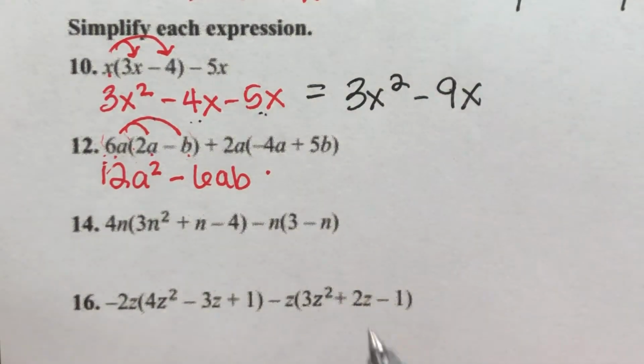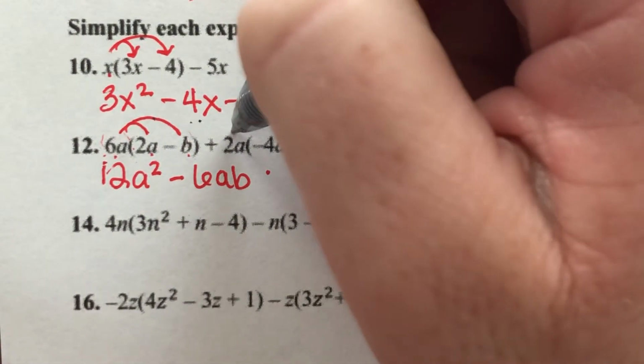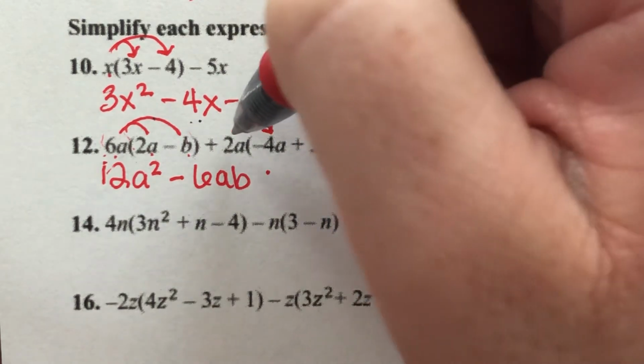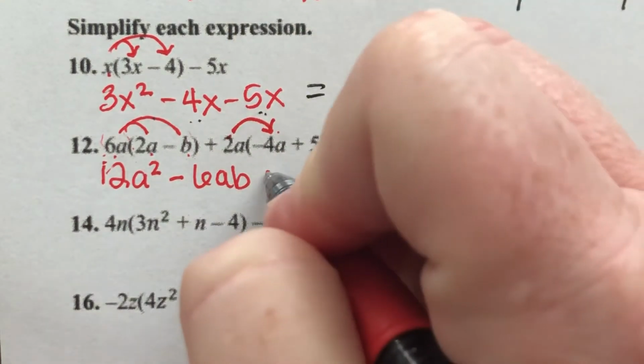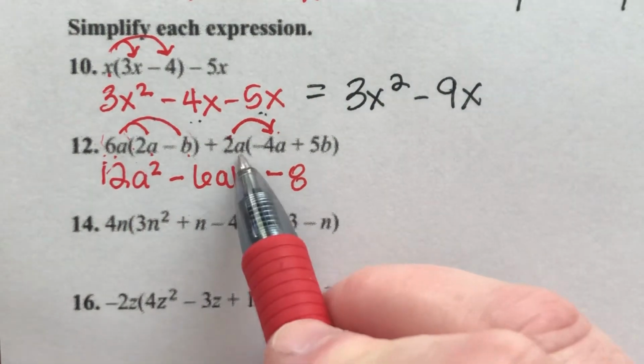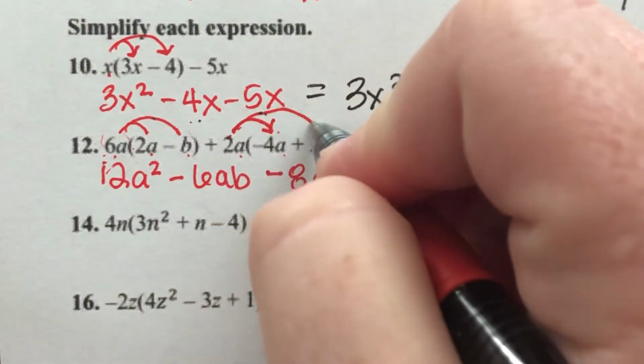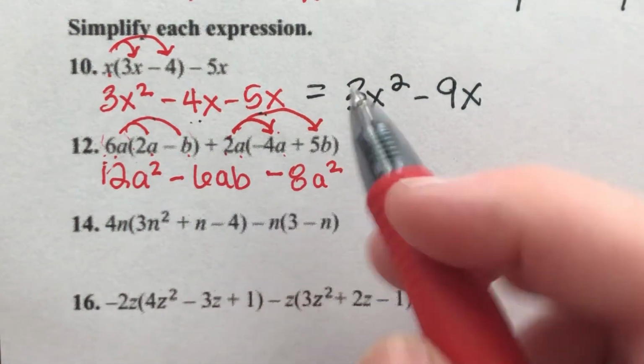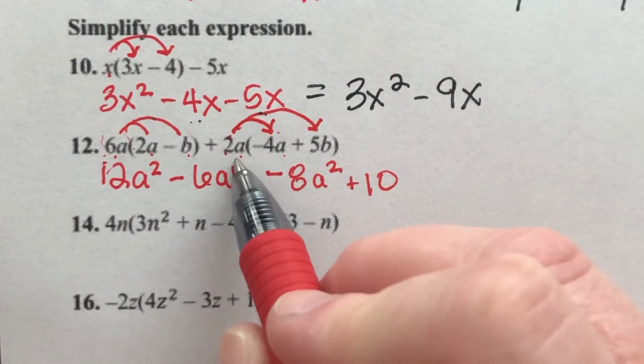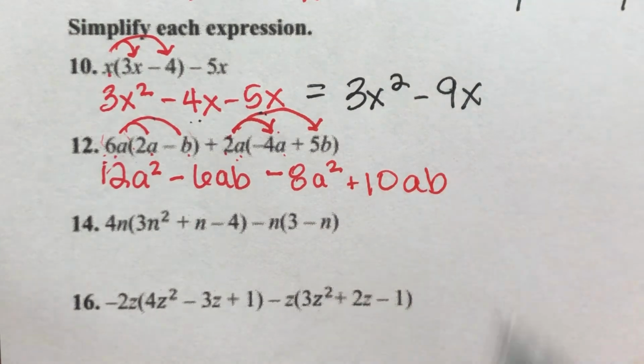Plus, I won't put the plus yet. Now we have this guy, so 2a times negative 4a. 2 times negative 4 is negative 8. A times a is a squared. And 2a times 5b. 2 times 5 is 10. A times b is just ab.